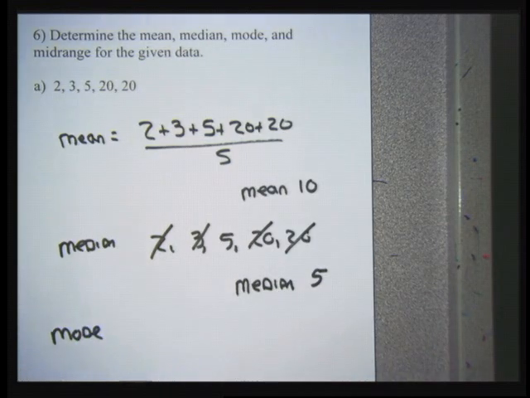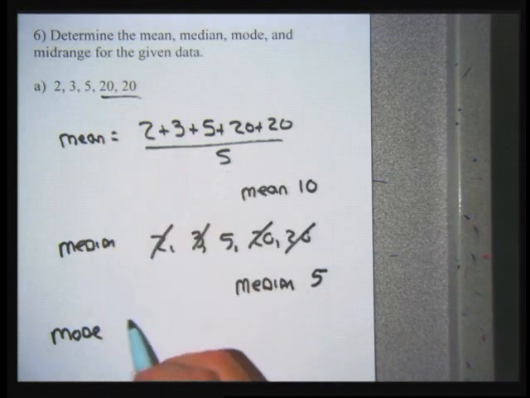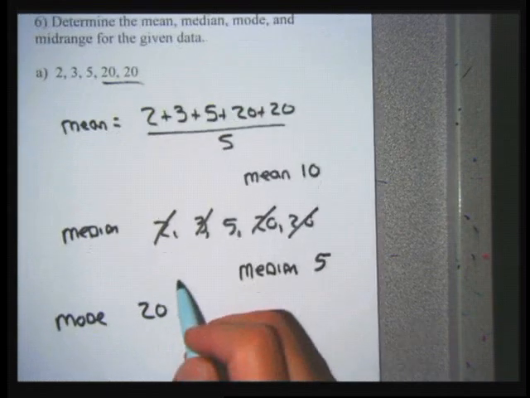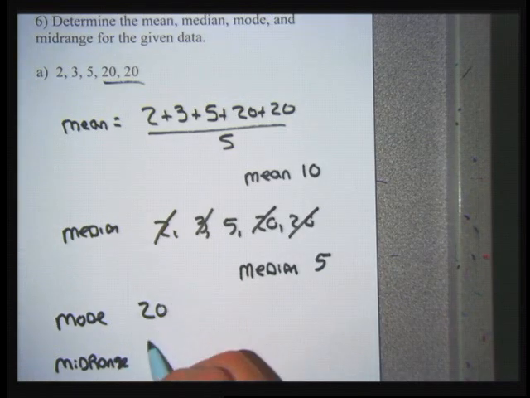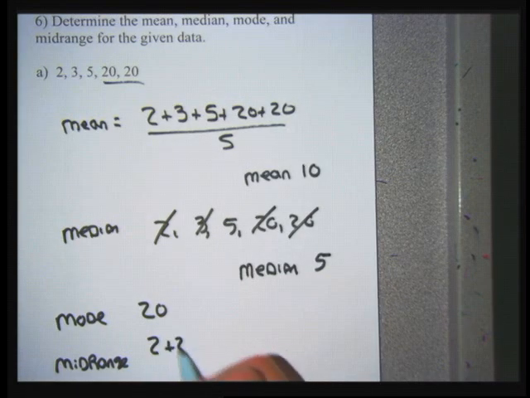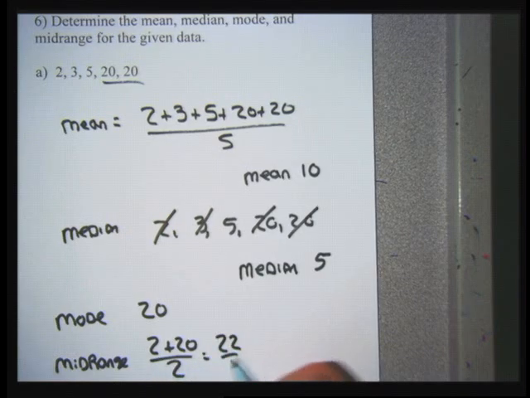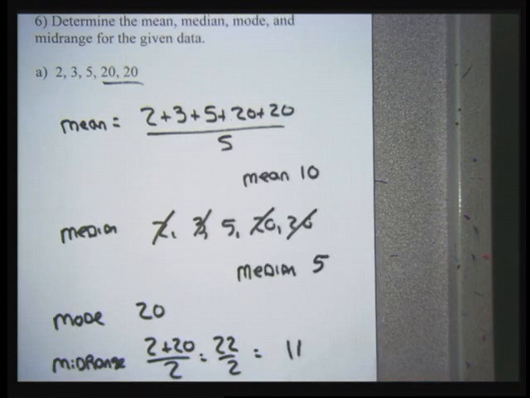The mode is the one that occurs the most, which is the 20. And lastly, the mid-range is the low plus the high over 2. So it's the low number 2 plus the high number 20 over 2. That's 22 over 2. So the mid-range is 11.